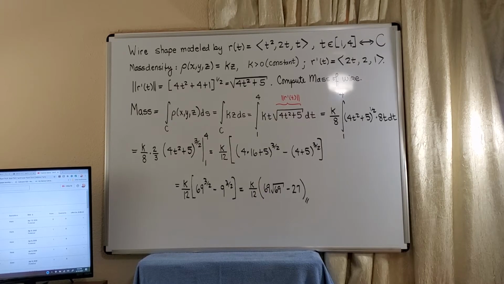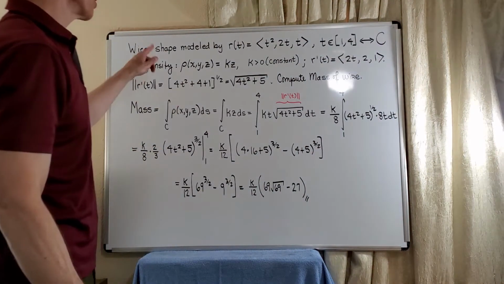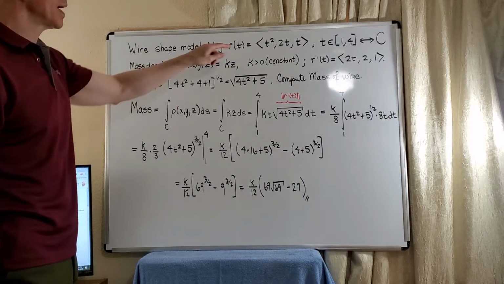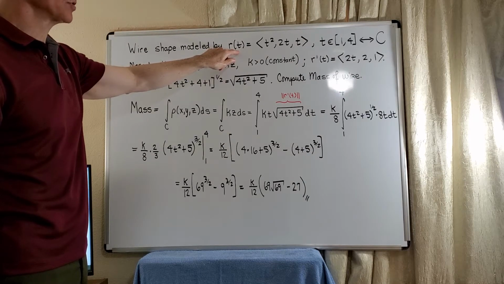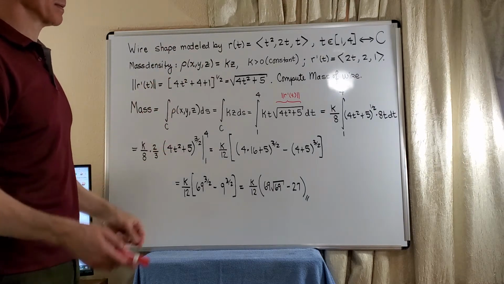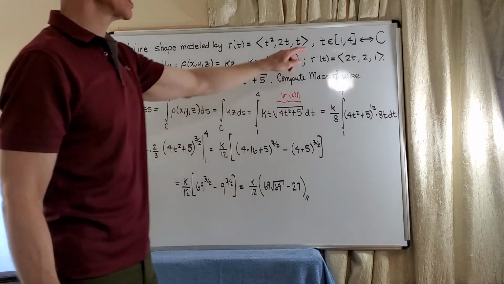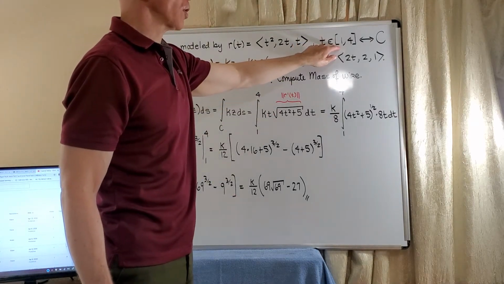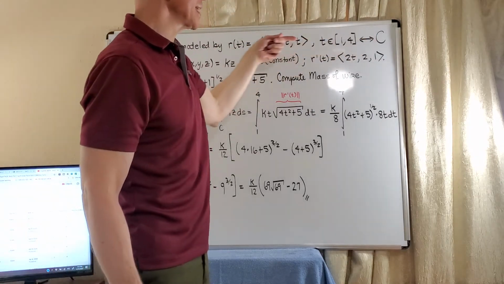Let's look at another line integral. In this particular problem, we have the shape of a wire modeled by this particular vector function. That is, r of t is t squared, comma t, comma t. This is given. We don't have to actually come up with the parameterization as we did in the last problem. And also t lies in the parameter domain 1 to 4. So this represents the curve C.